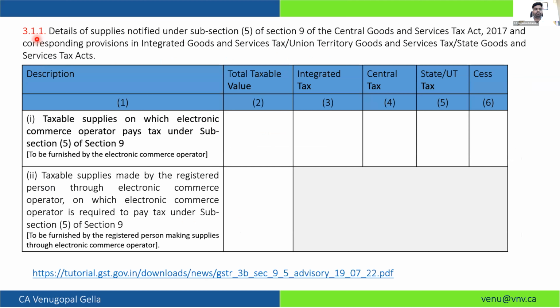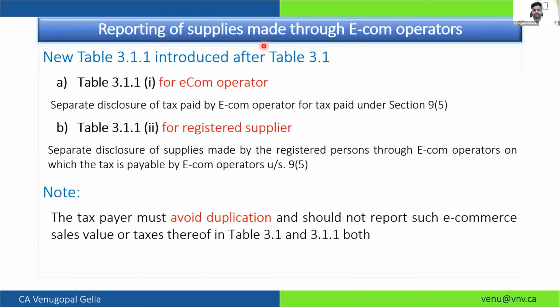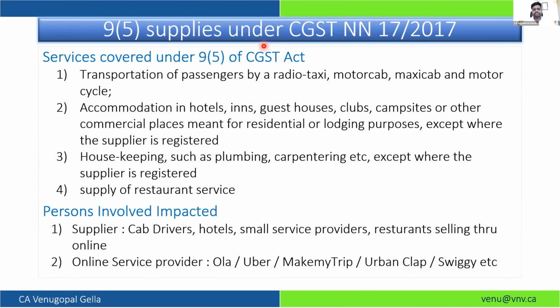This is table 3.1.1. What it is saying is that details of supplies which are notified under section 9 subsection 5 are required to be reported here, not in table 3.1. So before going on to table 3.1.1, let's understand what the supplies notified under section 9 subsection 5 are, and what section 9 subsection 5 is. Under section 9 subsection 5, for certain notified supplies, the liability is required to be paid by the e-commerce operator, not the actual supplier. These are all the notified supplies.